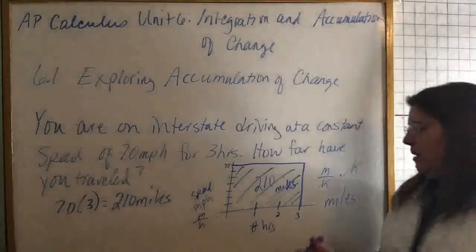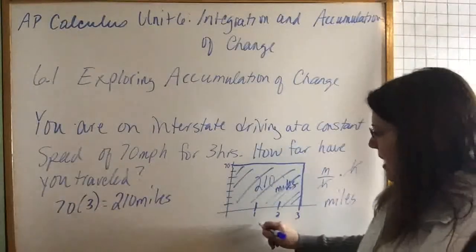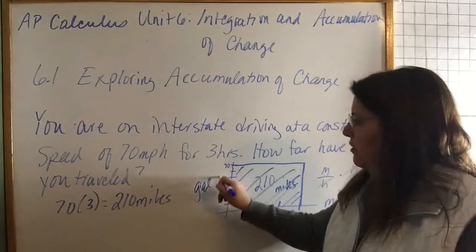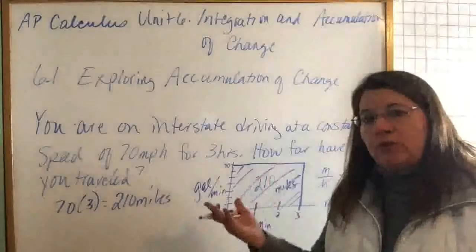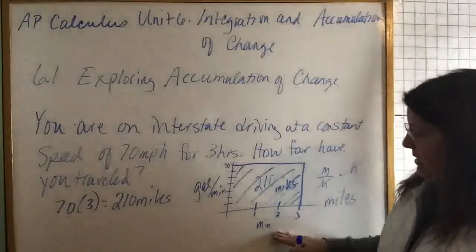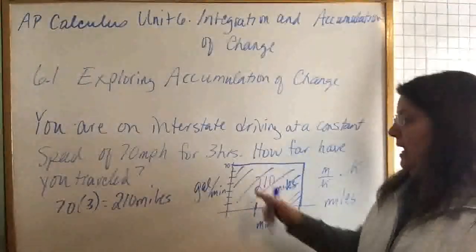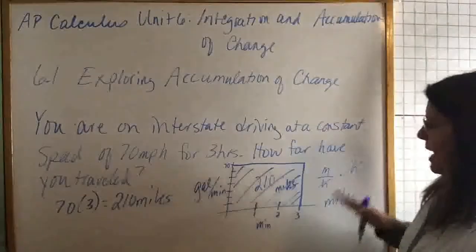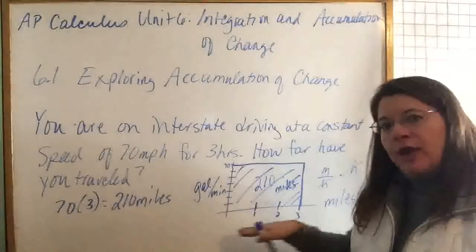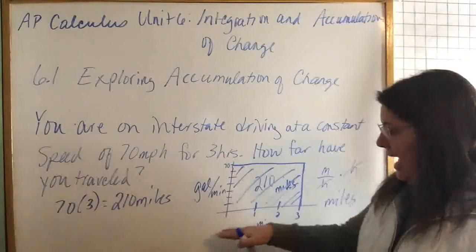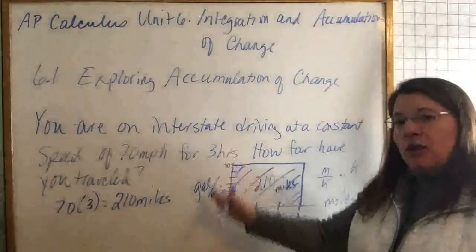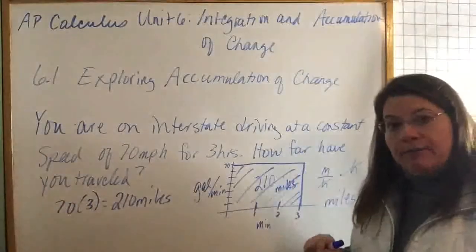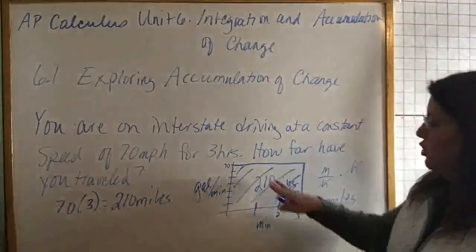So if they give you something like this is minutes, and this is gallons per minute, let's say we're filling up a pool or something like that, well then minutes times gallons per minute will be the number of gallons in your pool. So that's how you would figure out your unit of measure based on what your x and your y axis are. So the x value times the y value will give you your unit of measure of the inside area. So that's an easy way to figure out your unit of measure.